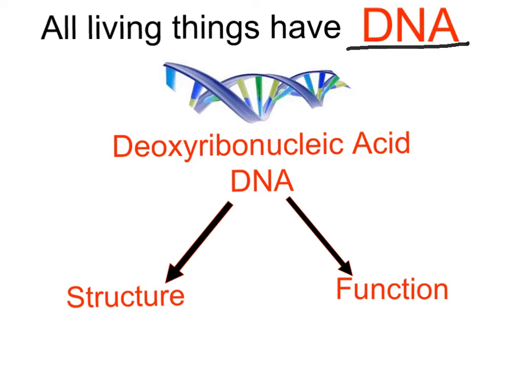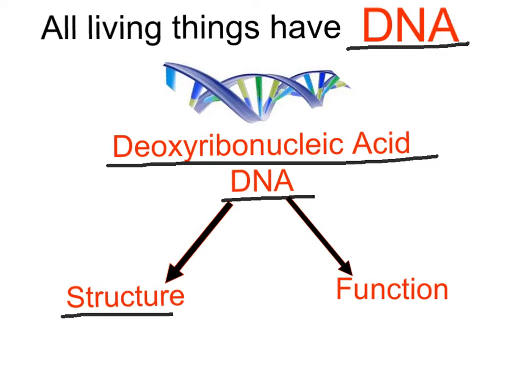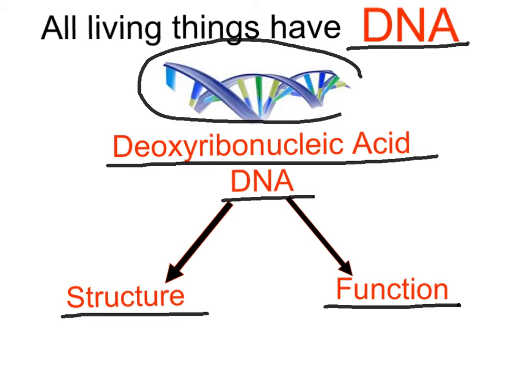The cells of all living things contain the molecule deoxyribonucleic acid, or DNA. DNA controls the structure and function of cells. Here is a cartoon depiction of a strand of DNA. As you can see, it forms into a double helix.